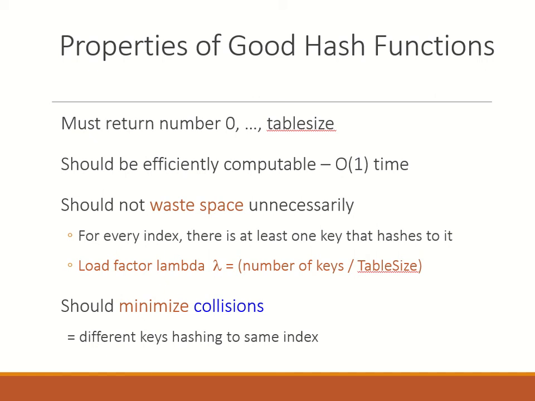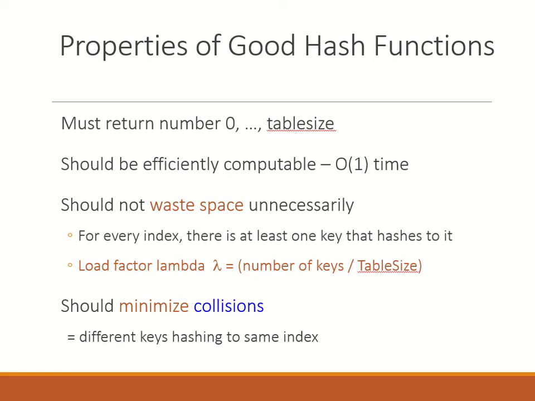Then it should be efficiently computable, which means whatever the key, you should be able to compute it in constant time, or a time complexity of big O of 1. Then it should not waste space unnecessarily, which means it should evenly distribute the data. There should not be clusters somewhere, with a group of elements stored adjacently, then a lot of vacant spaces, then another group of elements stored adjacently. That is not a good quality for a good hash function. So you have to ensure that it evenly distributes the data elements.